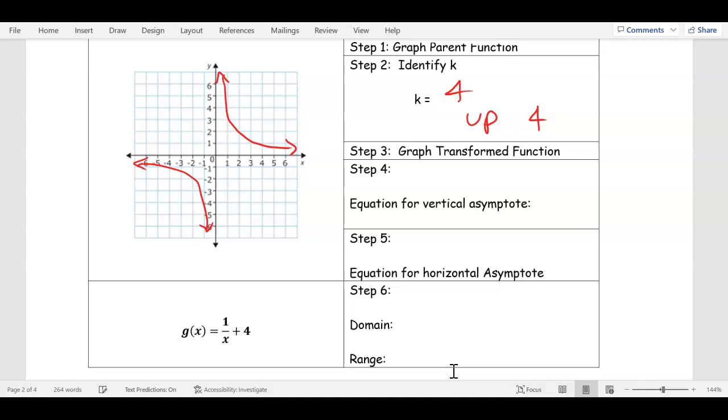Example 1, yes. So here's the deal. Step 3 is we need to graph the new function. We're just going to move it up 4. So think about it this way. This horizontal asymptote, we're going to shift it up 4. Put a dashed line 4 above it. So I'm going to draw my new horizontal asymptote up here.